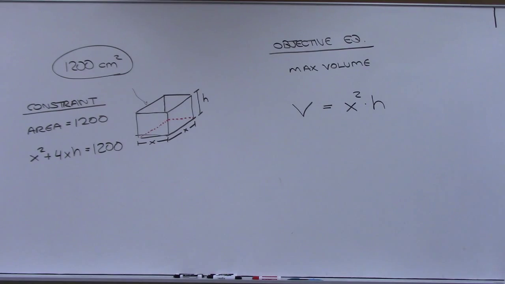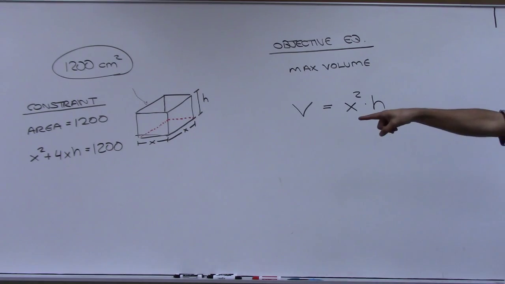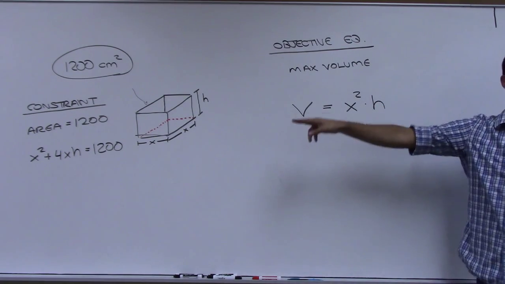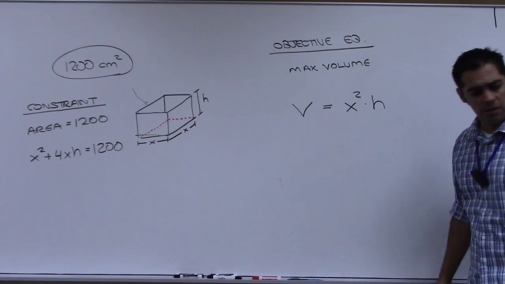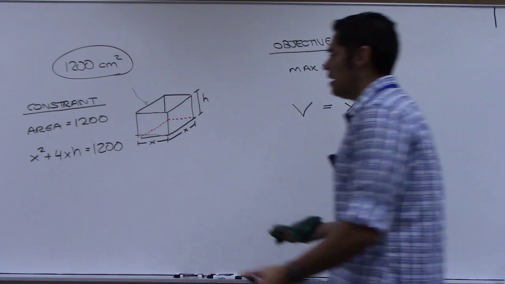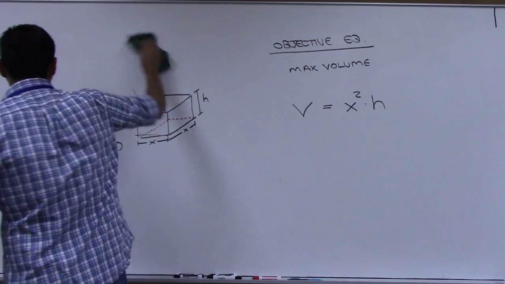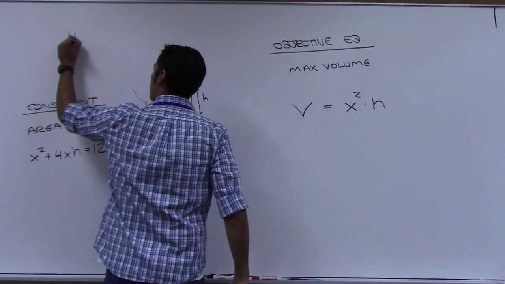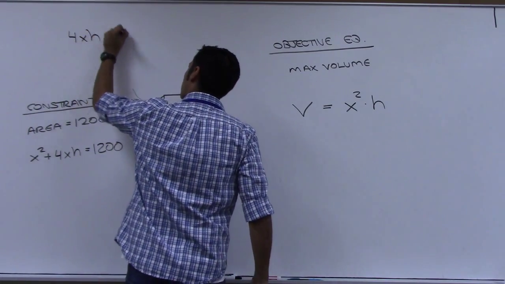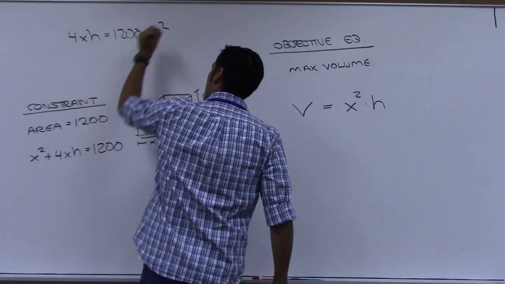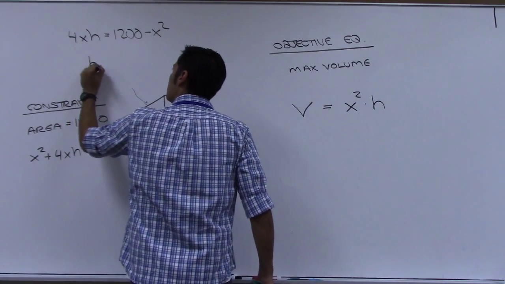Now what? Solve for h and plug in. Solve that one for h and replace this h with whatever I get over there. I think that sounds good. So I'm going to solve that for h. When I solve it for h, I move the x squared over, and I divide through by 4x.